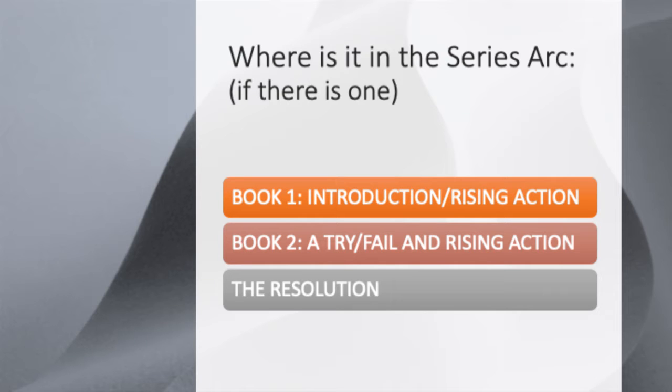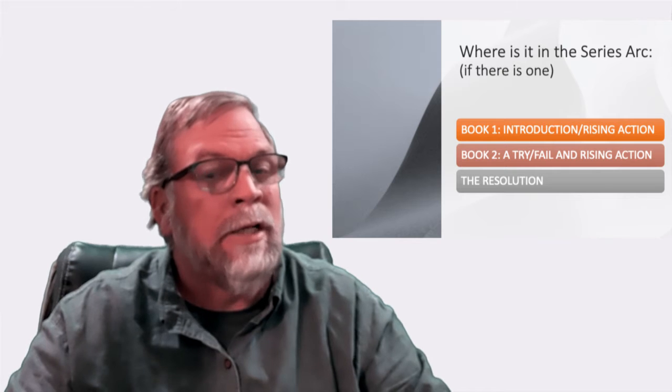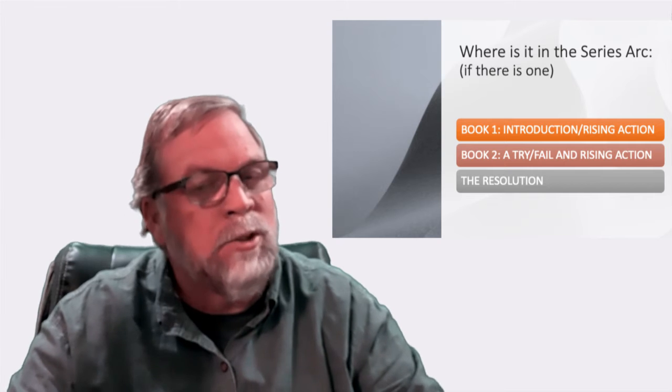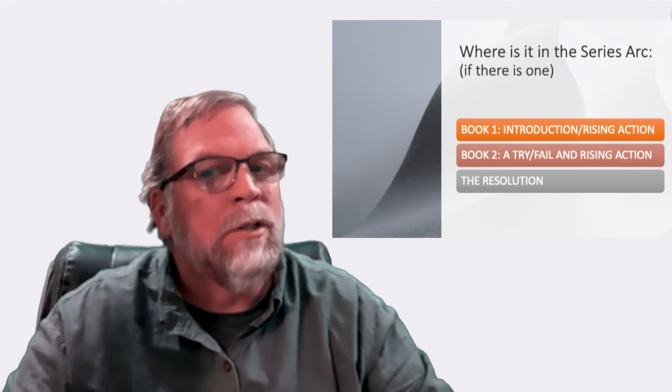Now, the next thing you're going to ask about the book is where it fits in the series arc, if there is one. So if there's a series arc story and you're not just writing Jack Reacher or James Bond type things, where it's just an action story after an action story after an action story, where does it fit in the series arc? Is this the introduction and the rising action? Is this book 2, where there should be some trials and some more rising action? This helps you avoid the sagging middle in those trilogies. Or is it book 3, where there's a resolution?